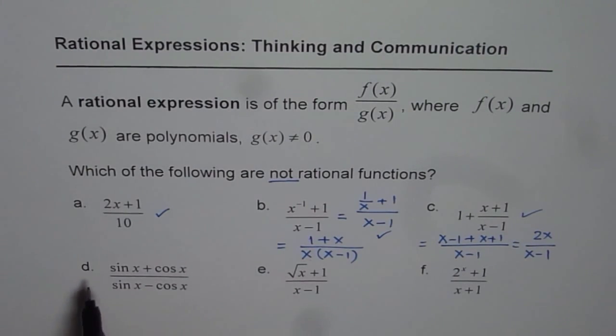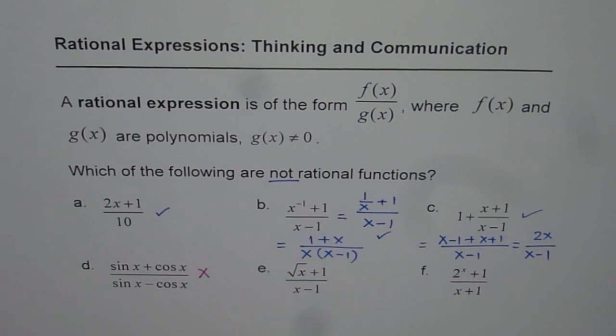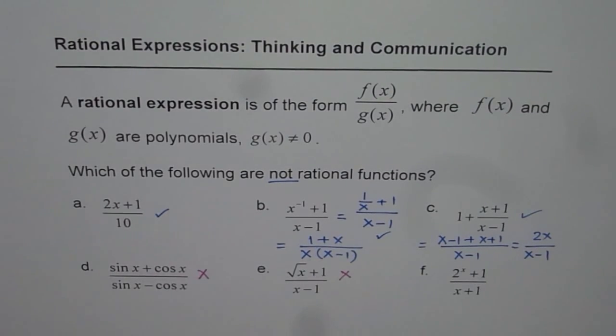Now let's look into D. Sin x plus cos x divided by sin x minus cos x. Now these are not polynomials and therefore they are not rational expressions. Square root of x plus 1 divided by x minus 1: square root of x is x to the power of half, that is not a polynomial, and you cannot simplify this to avoid the square root, right? So this is also not a rational expression.